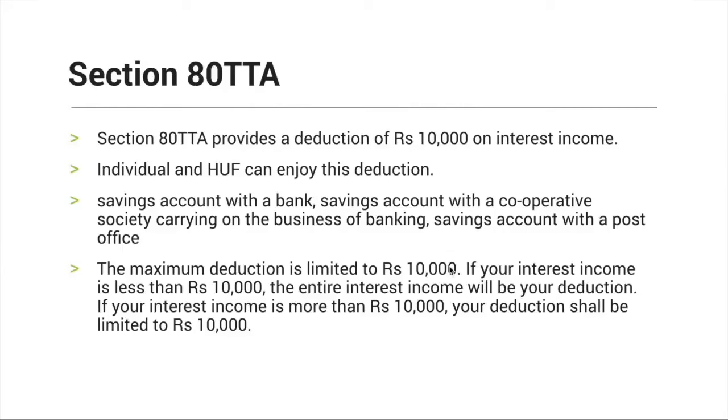The tax rate would be determined based on the tax slab that your total income falls in. If you belong to the 5 lakh to 10 lakh category, then on that 10,000 rupees you need to pay 20% as tax. If you belong to the third slab, which means above 10 lakh, then you need to pay 30% of that 10,000 rupees. So this is about section 80 TTA.